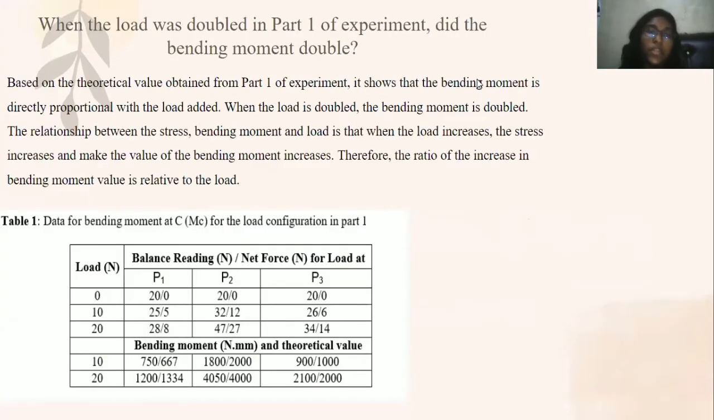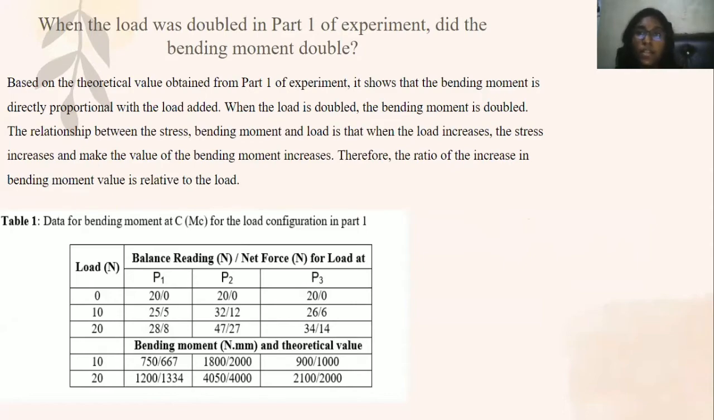Based on the theoretical value obtained from part 1 of the experiment, it shows that the bending moment is directly proportional with the load added. When the load is double, the bending moment is double. The relationship between the stress, bending moment, and load is that when the load increases, the stress increases and makes the value of the bending moment increases. Therefore, the ratio of the increase in bending moment value is relative to the load.